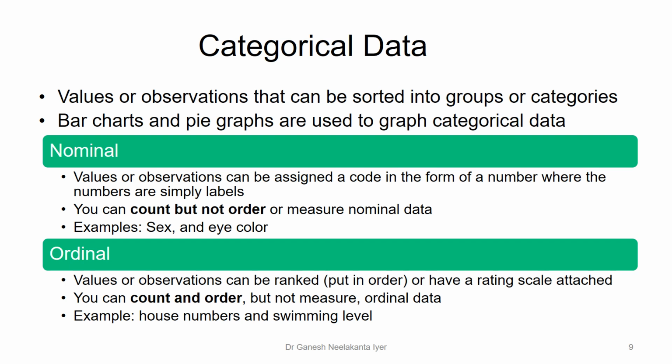Whereas ordinal data, you can count and order. The values are ranked or have a rating scale attached. For example, house numbers in a particular street or swimming levels in a swimming pool. The height is actually in an ordered system and we can count.